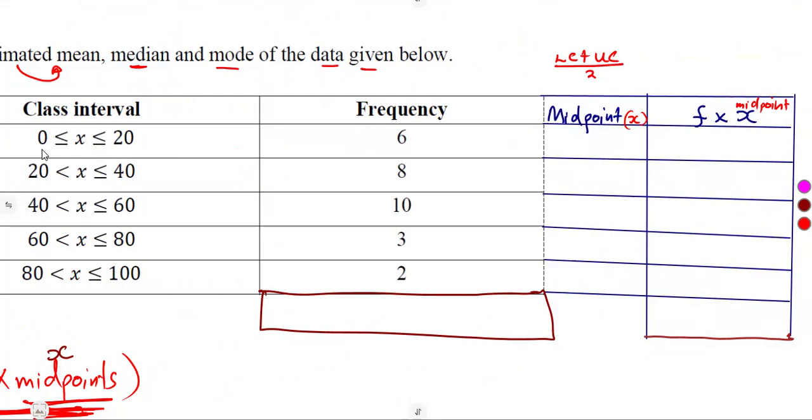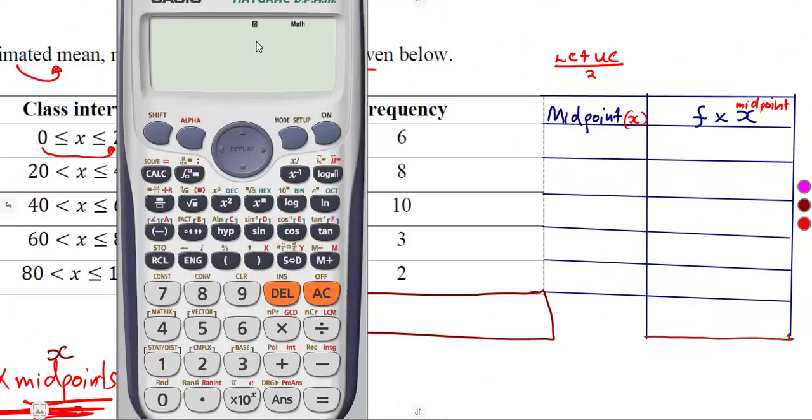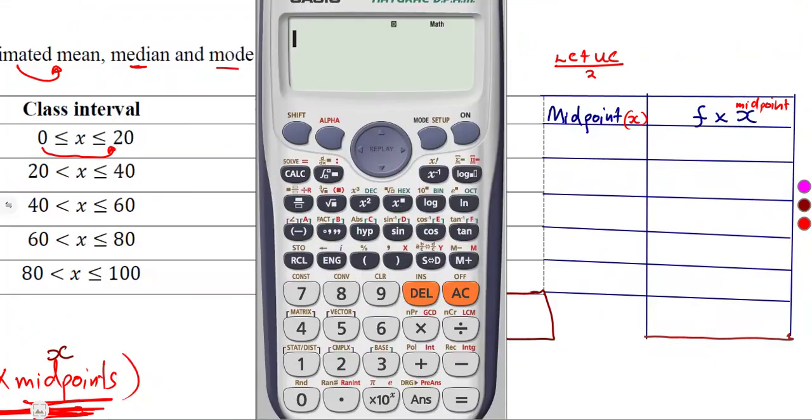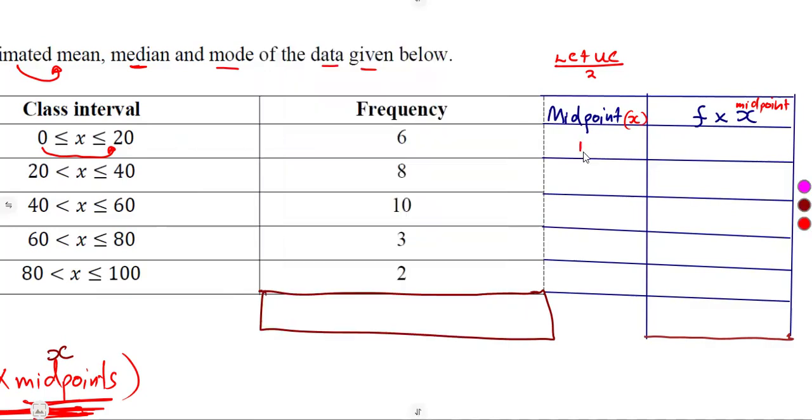All right, let's start with the class interval from 0 to 20. This is what you do on your calculator. We're going to have a fraction. Then we add the lower class boundary, which is 0, plus the upper class, which is 20. Then everything over 2, from the formula that we are given. So that gives us 10.